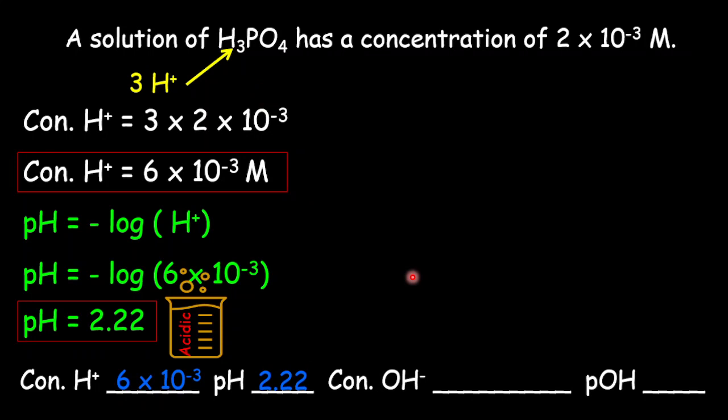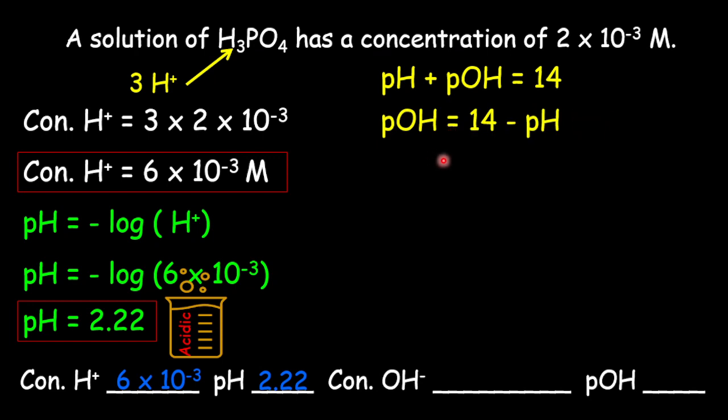All right, now let's do another calculation. But once we have our pH, it is easier to find our pOH rather than finding our concentration of OH minus. So let's quickly put our formula up here, which is pH plus pOH equals 14. Once you have that equation, we can make pOH the subject of the formula, and therefore pOH is equal to 14 minus the pH.